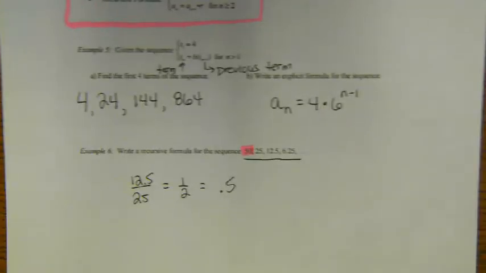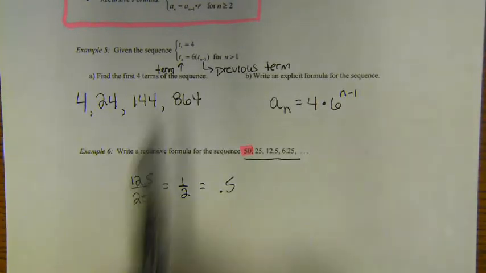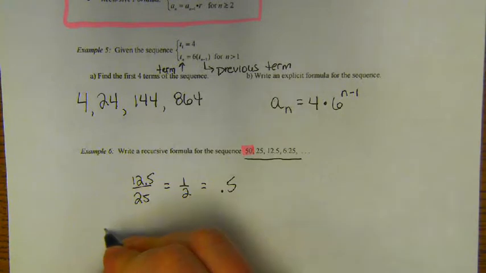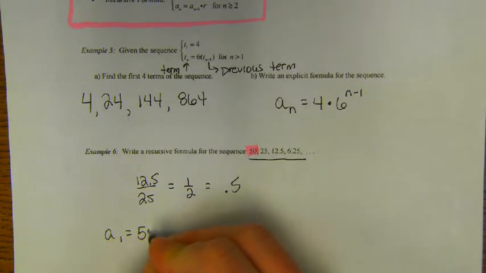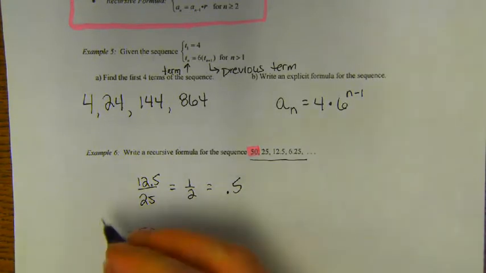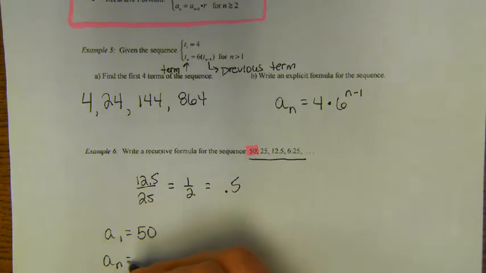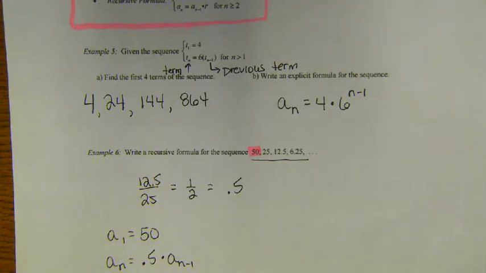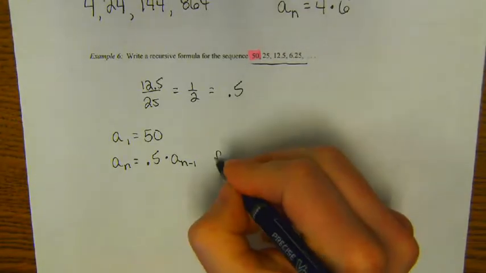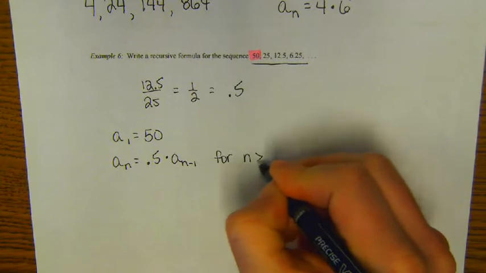So the recursive formula for this would be a sub 1 equals 50. A sub n equals 0.5 times a sub n minus 1. And this is for when n is greater than 1.